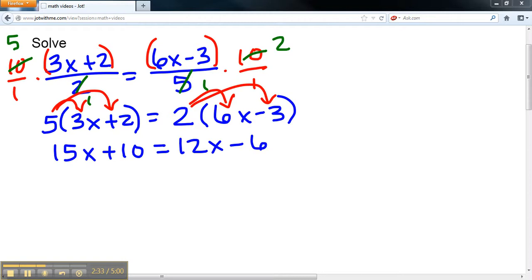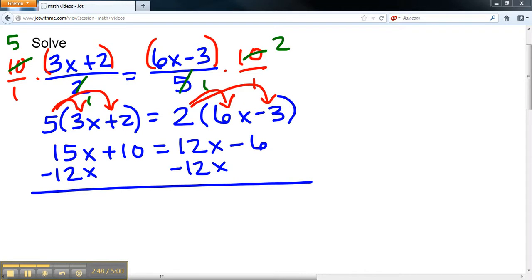So now it's looking a little bit better, but we still have x terms on both sides of our equation. So we're going to move that 12x that's on the right over to the left by subtracting it from both sides of the equation. 15x minus 12x will give us 3x, plus the 10 is still there, equals 12x minus 12x gives us 0, so those go away, and we have just the negative 6 over here.